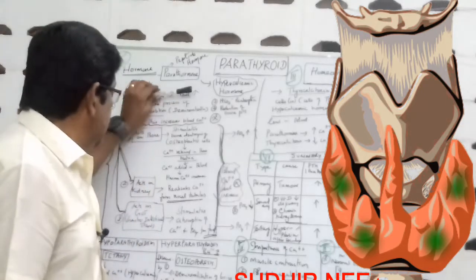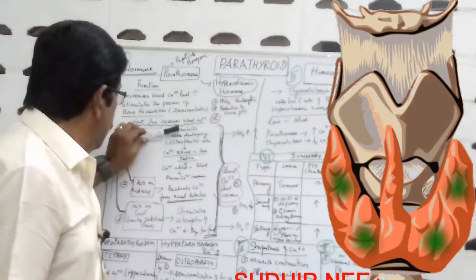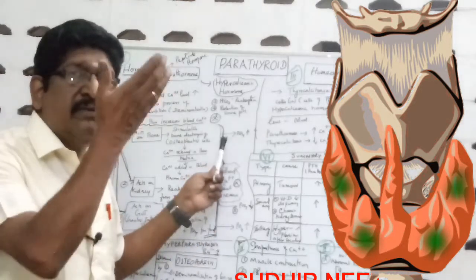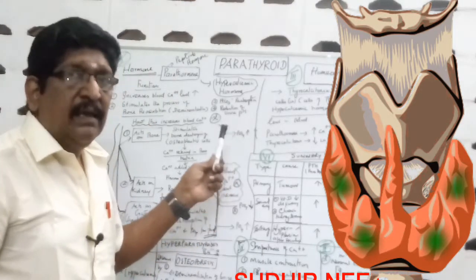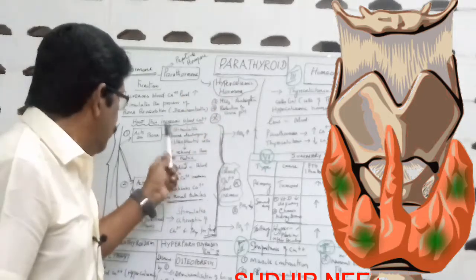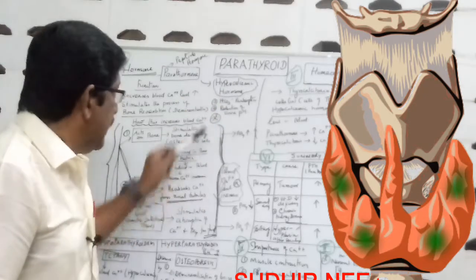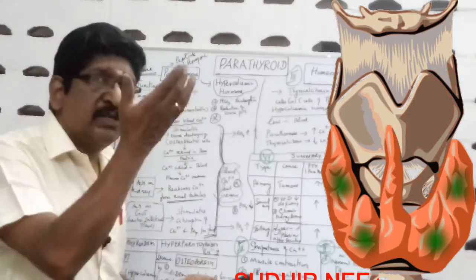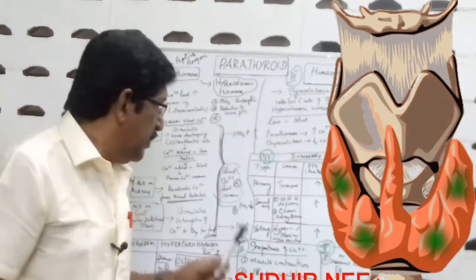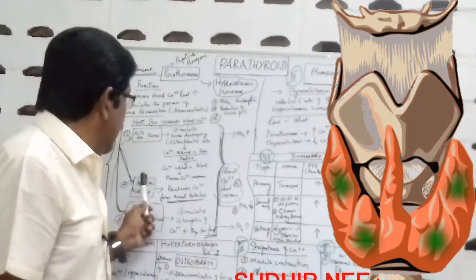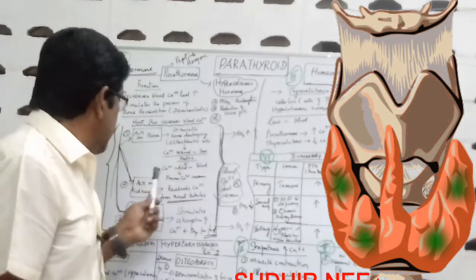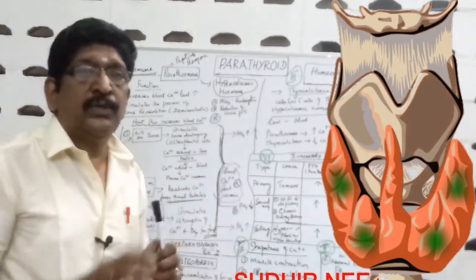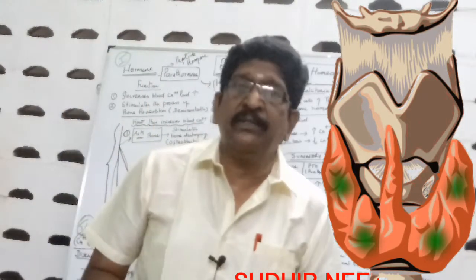And then how this parath hormone acts on bone, kidney and gut. It's very, very important. How the calcium level is increased by the action of parath hormone on bone, kidney and gut. In these three, in bone and gut, phosphate level also increases with the calcium, whereas in kidney, when the action of parath hormone is on kidney, there is no increase in phosphate level. This you must know. So these are all about the parathyroid gland.